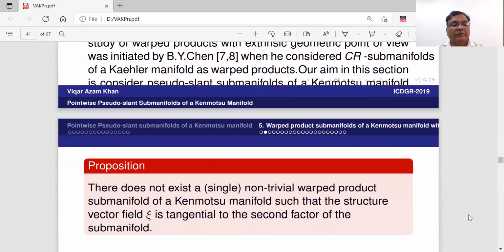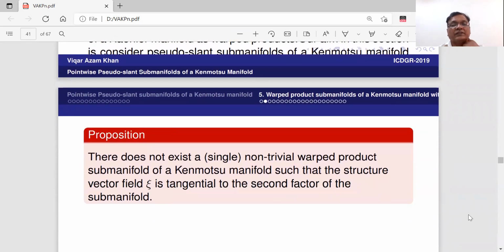So now we have certain formulas. There does not exist a single non-trivial warp product submanifold of a Kenmotsu manifold such that the structure vector field xi is tangential to the second factor. Not only that, we have also ruled out the case when xi is tangential to the second factor. I mean, if you consider a single warp product, then your xi has to be tangential to the first factor. This is one of the important observations.